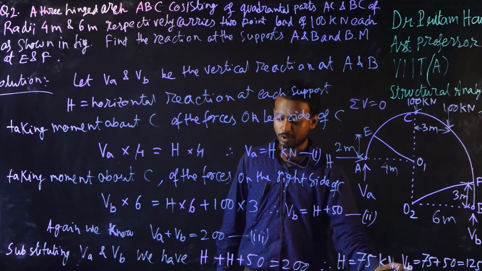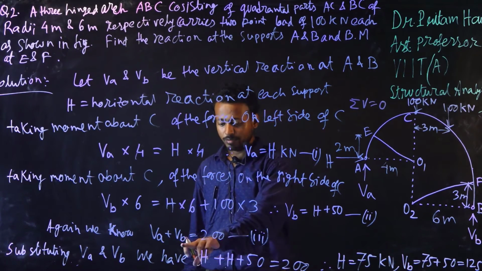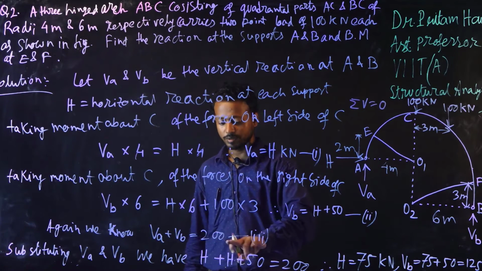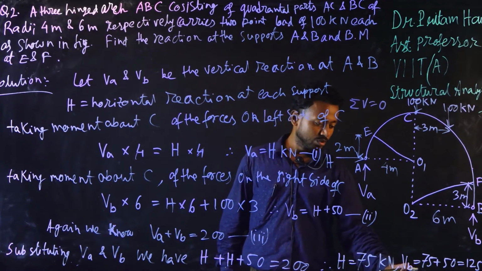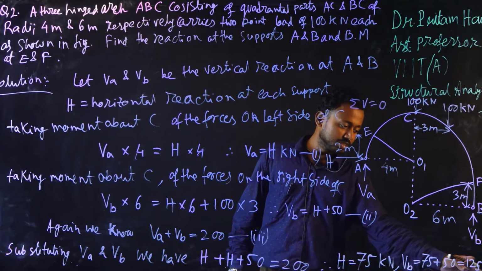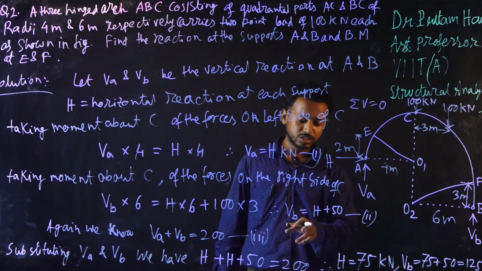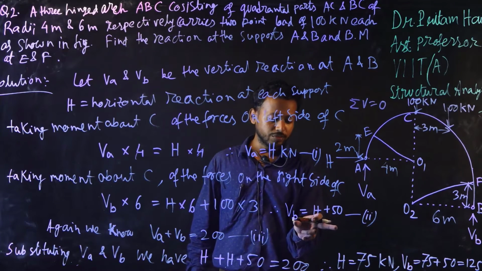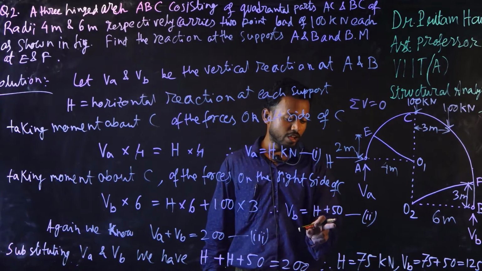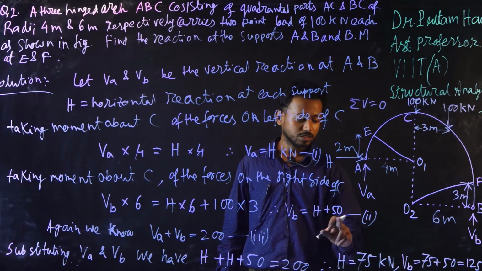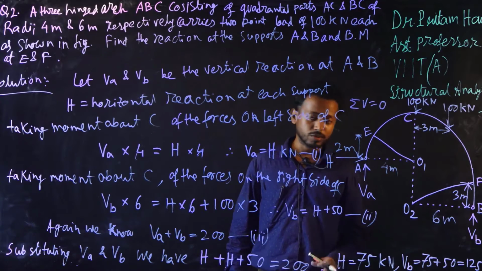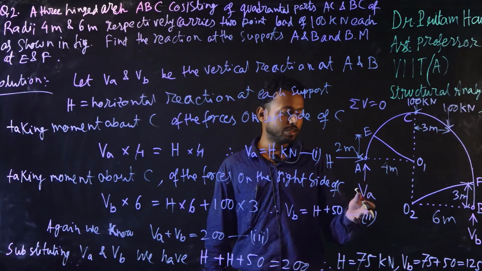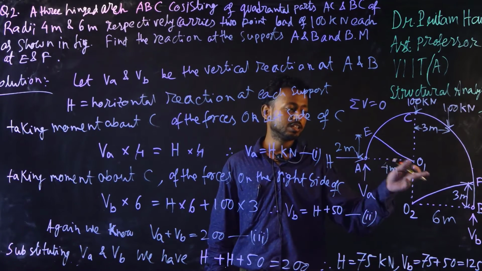So VB equals how much? VB equals 200 minus 75. So we have 200 minus 75, that means 125. Else you can calculate the VB from equation 2. We have H equals 75 plus 50, we have 125. So in this way you can calculate the VA, VB and H at the supports.